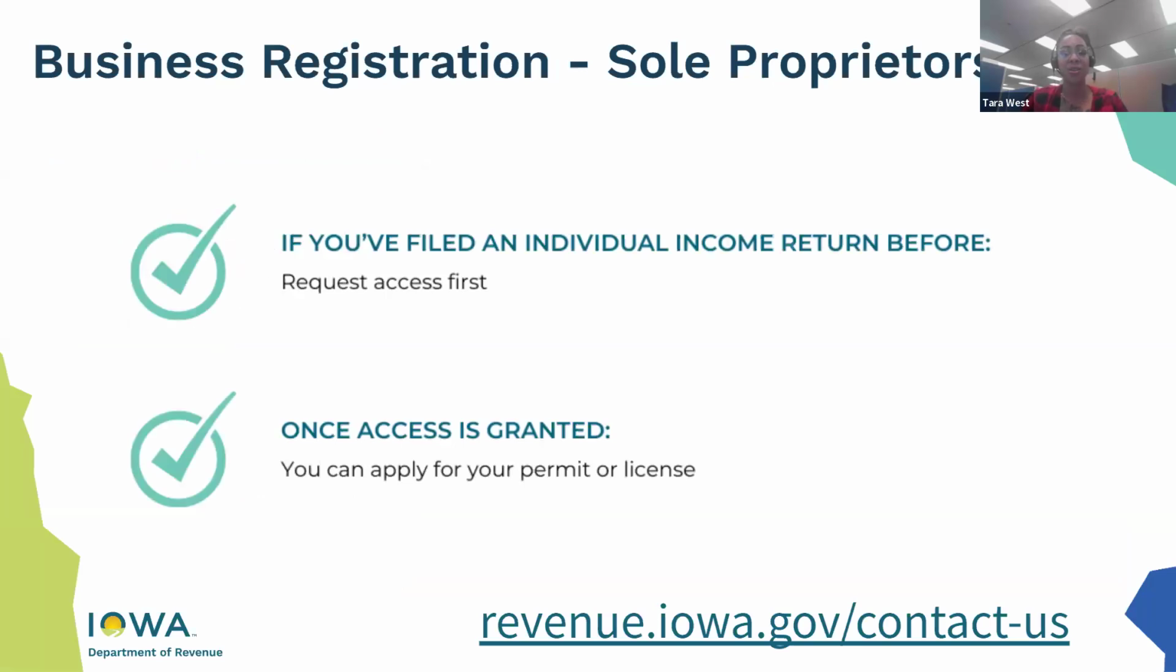If you are a sole proprietor or a single member LLC planning to start your own business, there are unique steps for you. If you have filed an individual income tax return with the department, you are already registered in our system and need to request access to your individual income account. So the first step is going to be requesting access on GovConnect Iowa. Once you are connected, you'll go ahead and apply for the permits or licenses. If you are unsure of the needed numbers to request access to your account, you may call into Taxpayer Services for assistance. And our contact information is available on the website.